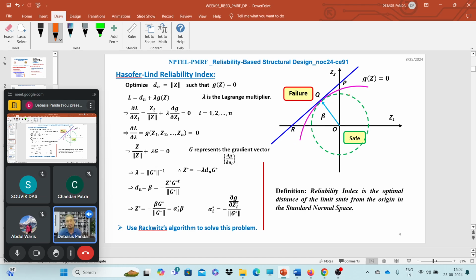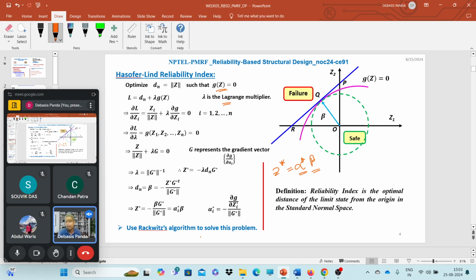If we have a nonlinear function, we have seen that it is an optimization problem, and we solve that problem using the Lagrange multiplier technique, where we have the constraint condition g(z) equals 0. That means all the design points should lie on the limit state in standard normal space. And we found the final optimal solution, that z star is nothing but alpha star into beta. Alphas are the direction cosines of that point, multiplied by the reliability index. And we have solved the problem using the Rackwitz algorithm.